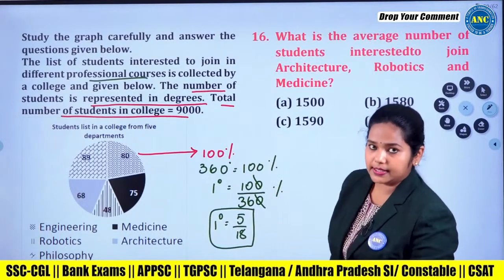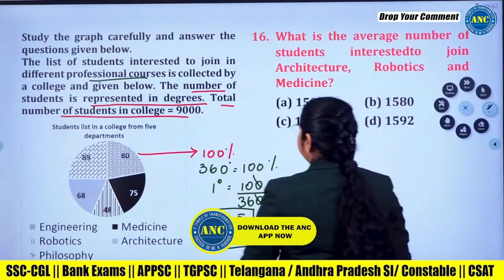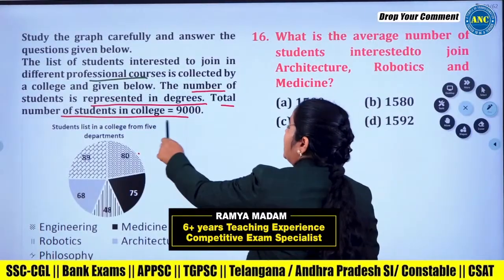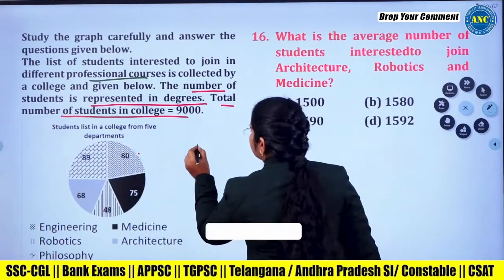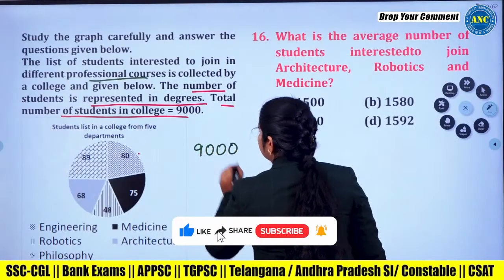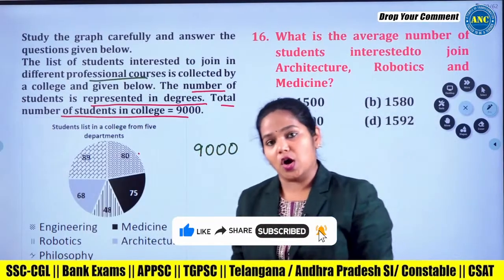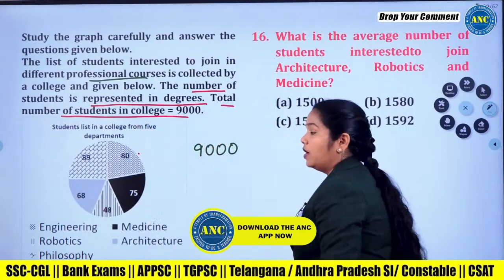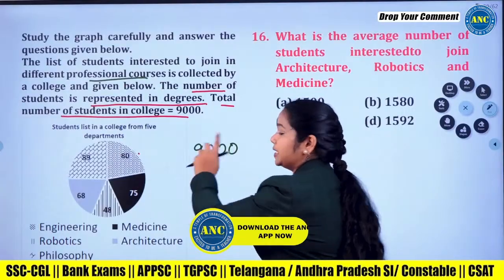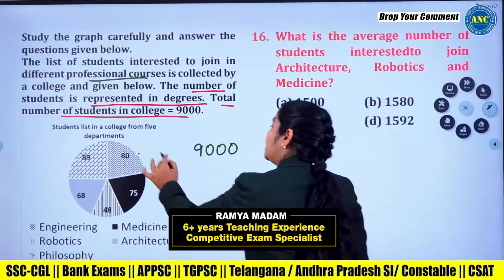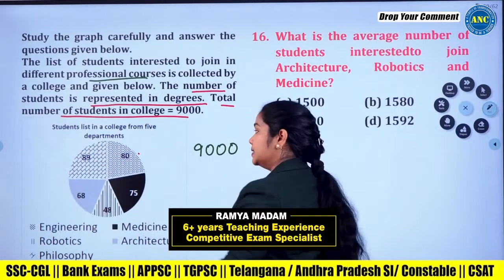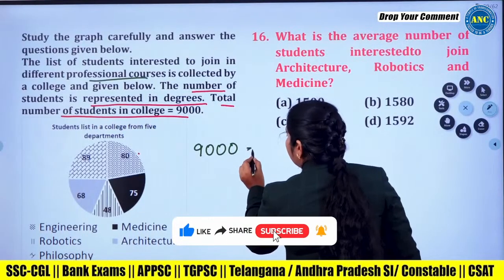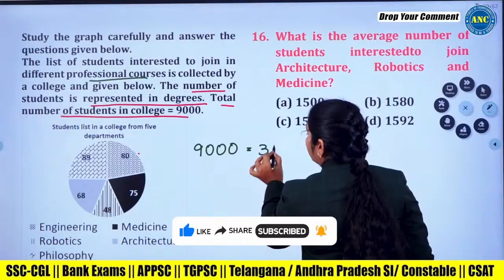Now coming back to the question. The total number of students in the college is 9,000. But the data given is in degrees, so we have to figure out that the total data is 360 degrees. Total strength is 9,000, and similarly total data is 360 degrees. That means we can equate this 9,000 to 360 degrees.